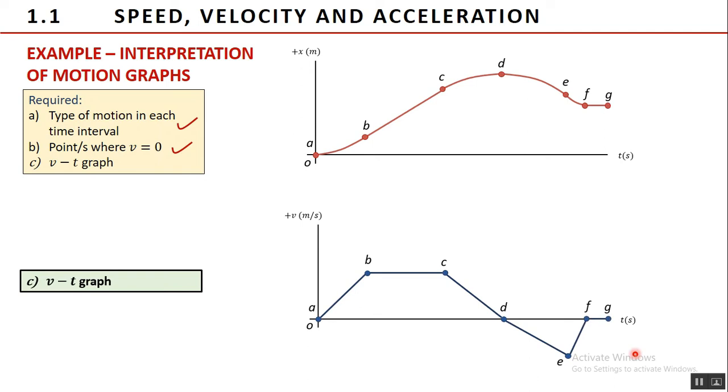Take note that this is only a sketch and we cannot determine the value of velocity at each point since we do not have enough information on the values of position from the position time graph. Later, we will see another surprising fact, that the area under the velocity time graph represents the displacement and the total distance traveled by the object.